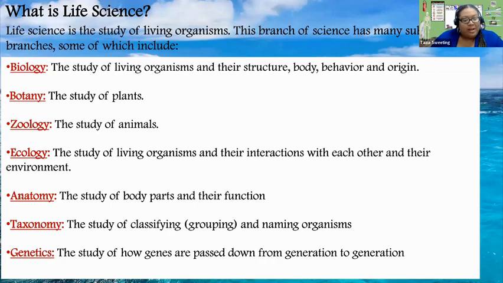Anatomy, the study of the body parts and their function. Taxonomy, the study of classifying organisms. And genetics is the study of our genes or our genetic information and how this is passed down through the generations.